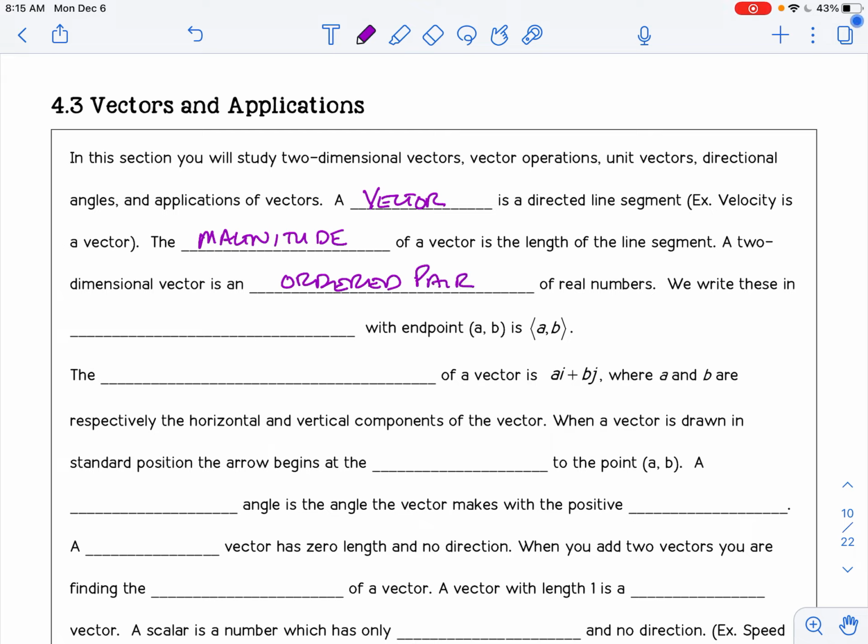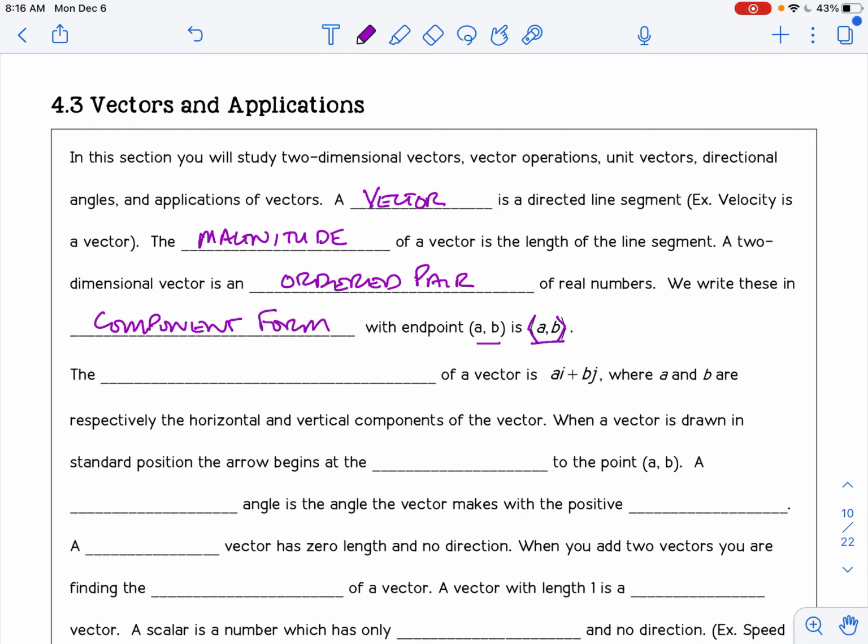Of real numbers. We write these in component form with the endpoints looking like this. So if the endpoint's at a, b, you notice this does have a little bit of a point to it. So it's not a parenthesis. That's how we're going to write that. So this is something called component form.